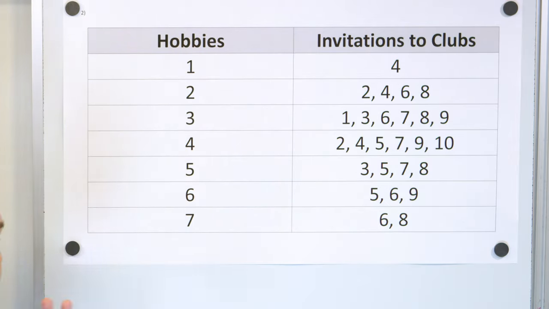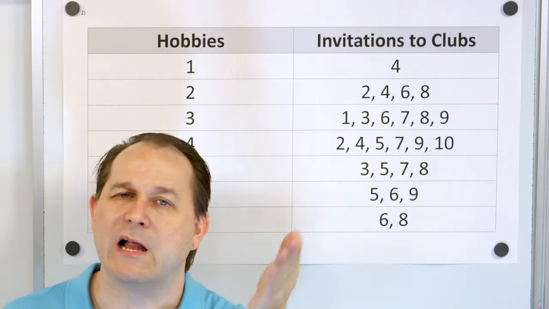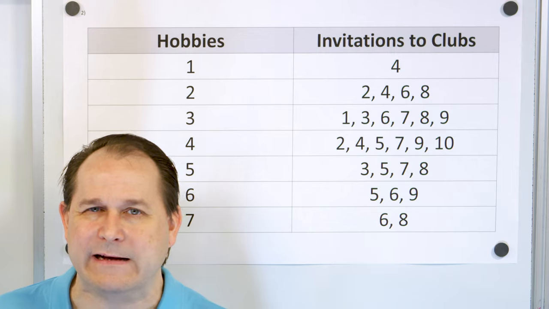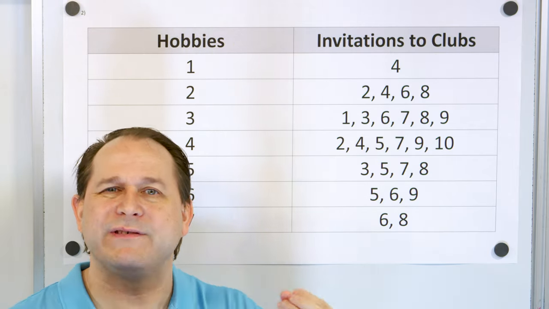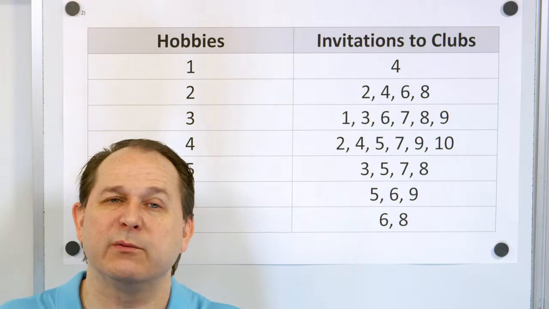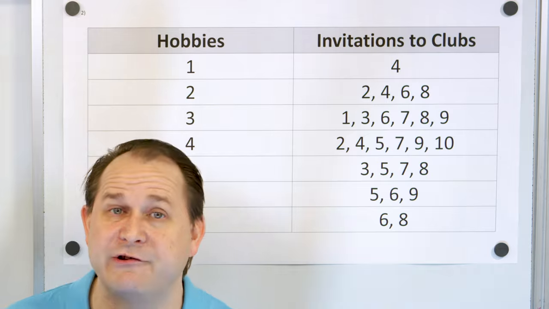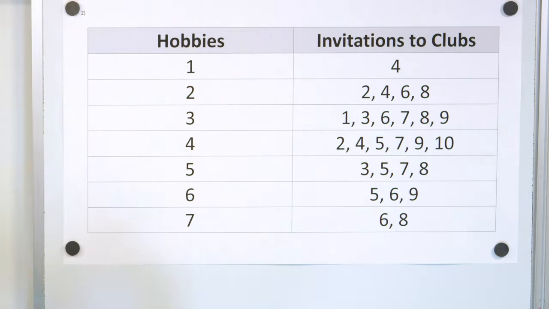So what we're going to do is we're going to graph this data as a scatter plot. Then we're going to try to draw a line of best fit that cuts through that data. And we're going to try to find the equation of that line. And then we're going to use it to make a prediction. And I'll reveal what the question is going to be in just a minute. But basically, we'll use the line of best fit to make a prediction about some students and hobbies and number of invitations and things like that.